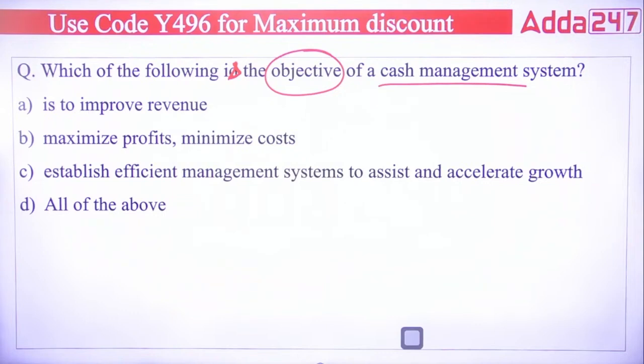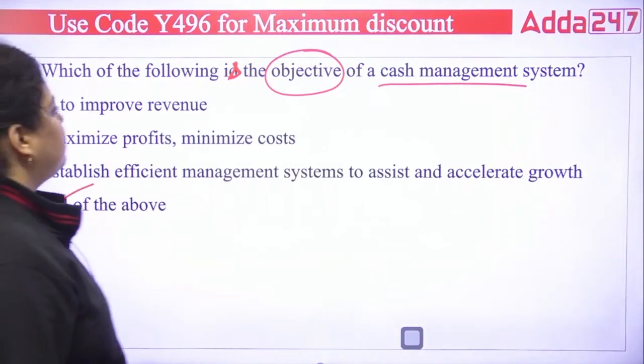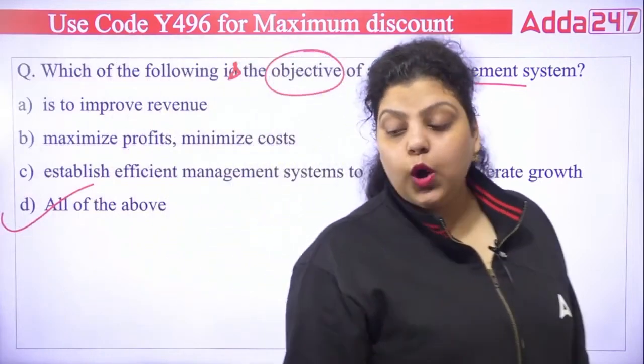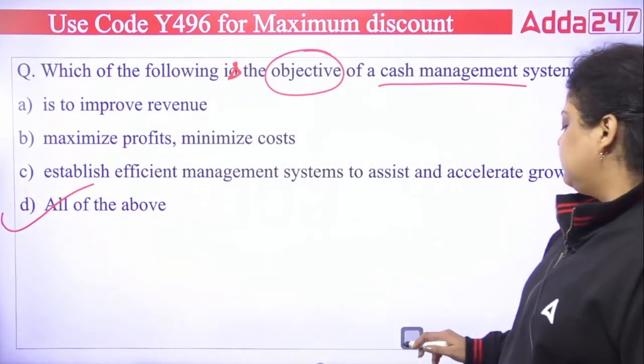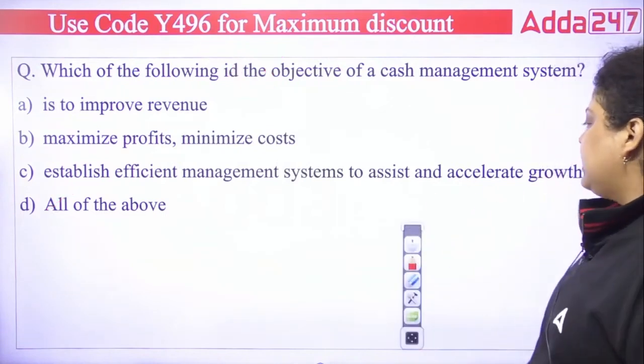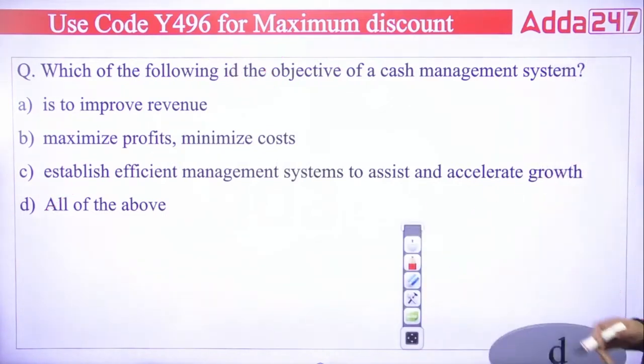Okay, and the right answer will be all of the above. All of the above is the objective of your cash management system. So the right answer will be D.